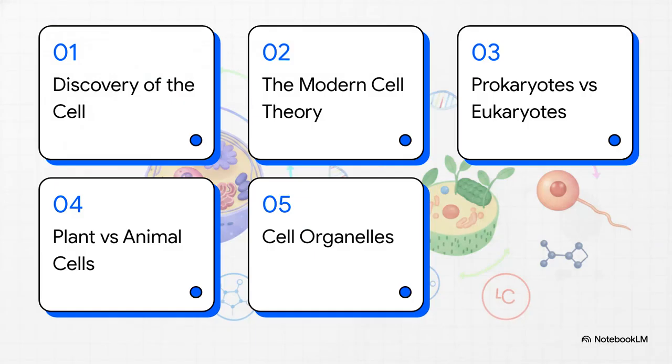So, here is our roadmap for today's explainer. 1. The discovery of the cell. 2. The modern cell theory. 3. Prokaryotes versus eukaryotes. 4. Plant versus animal cells. And 5. Cell organelles and their functions.